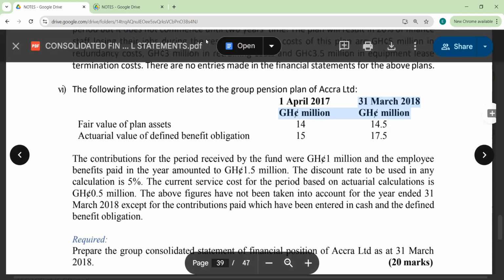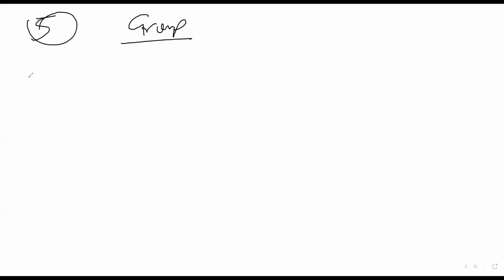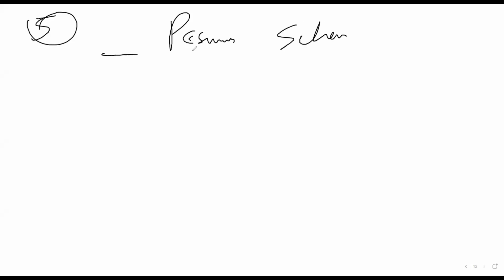This will tell you. So the workings are very fair. Let's do that one as workings 5. Call it employee benefit, pension scheme. Say net obligation.